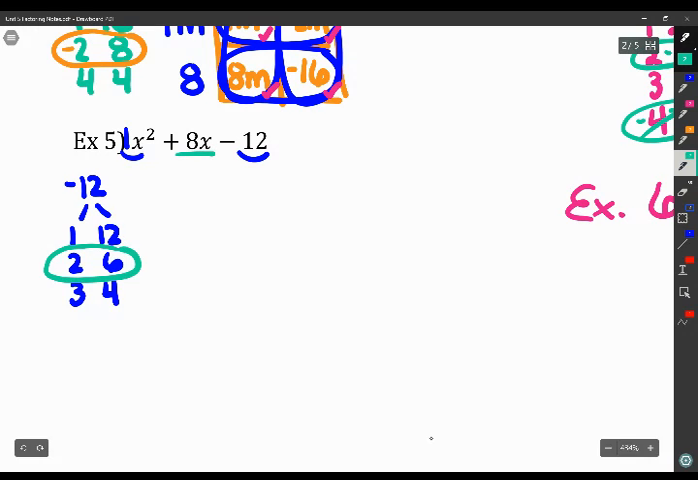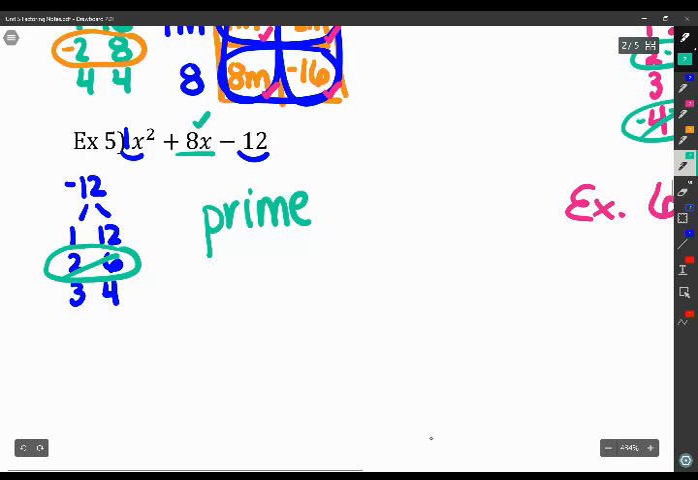3 plus 4 is 7. Or 4 minus 3 is 1. So our one that looks like it's going to work is 2 and 6. So 2 plus 6 gives me 8, which is good. But is 2 times 6 negative 12? It's not. And so because there's not a pair that works, this is an example of a prime.